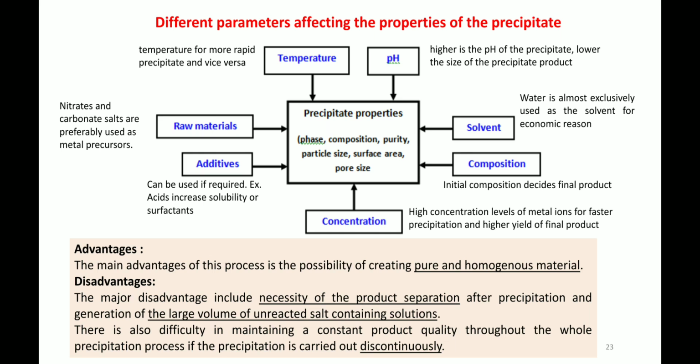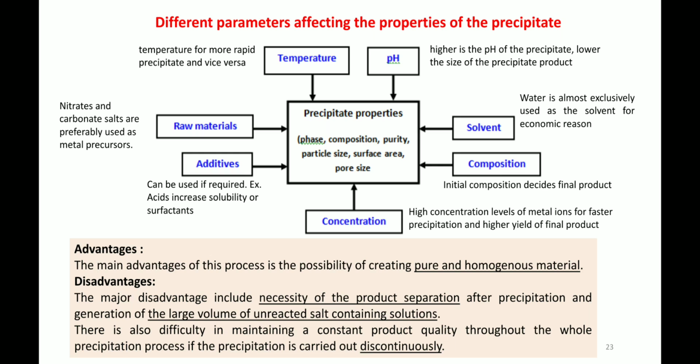Most of the parameters we have already discussed. Just as a summary, we have given this again in a pictorial form to keep in mind what the parameters are and how they are going to affect. Now what is the advantage of this method? The main advantage of this process is the possibility of creating pure and homogeneous material. It is very simple, cost effective, and you are able to make a pure and homogeneous material.